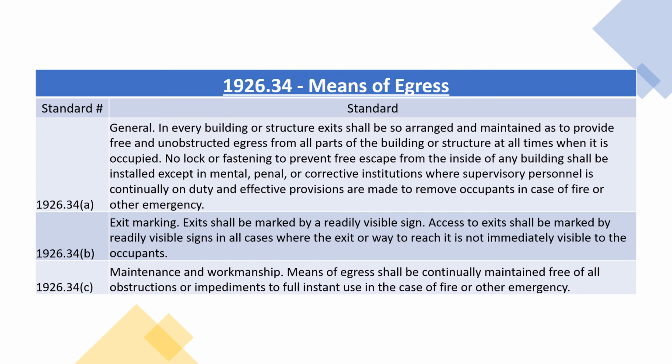1926.34 B. Exit marking. Exits shall be marked by a readily visible sign. Access to exits shall be marked by readily visible signs in all cases where the exit or way to reach it is not immediately visible to the occupants. 1926.34 C. Maintenance and workmanship. Means of egress shall be continually maintained free of all obstructions or impediments to full instant use in the case of fire or other emergency.